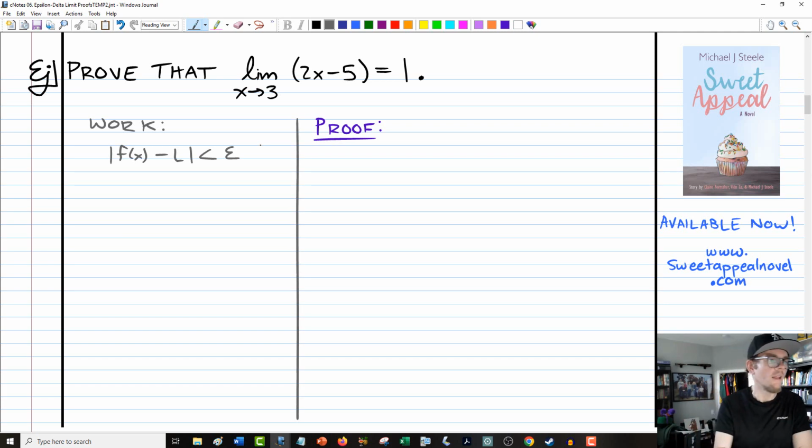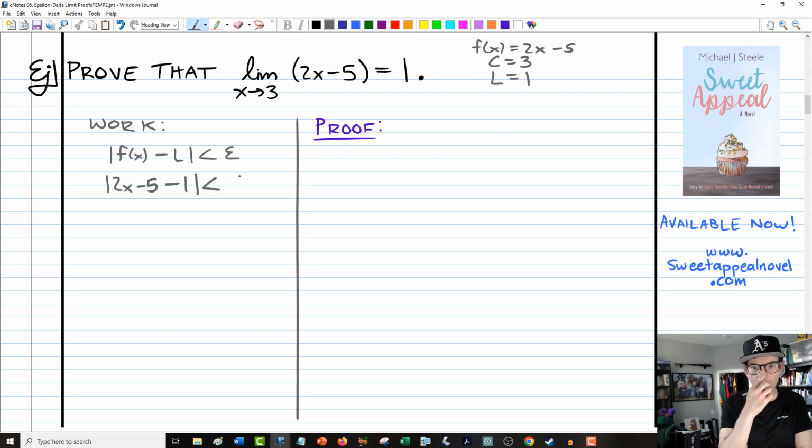be true. Now, of course, in our limit up here, we can establish some important pieces. f of x is clearly going to be that line, 2x minus 5. You have c, c is equal to 3. And of course, our limit value is equal to 1. So those are all of our ingredients. In addition to my computer starting to struggle because the internet is going out, basically we can establish 2x minus 5 minus our L value 1 is going to be less than epsilon. So I've just plugged some pieces in. Doesn't seem like I've done much, but bear with me.